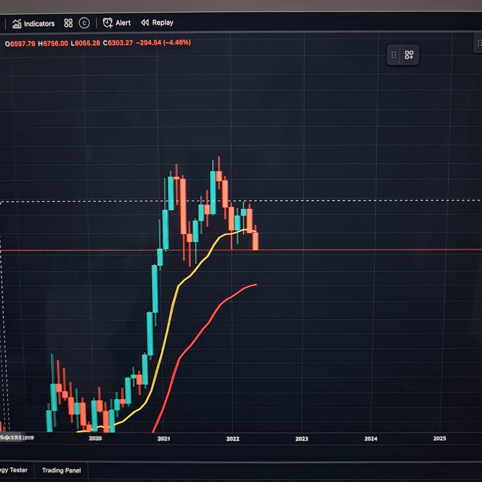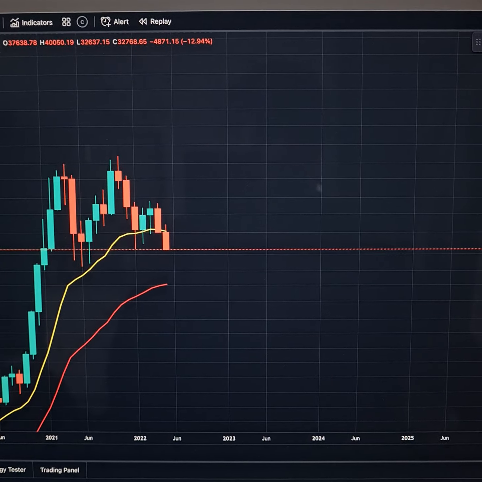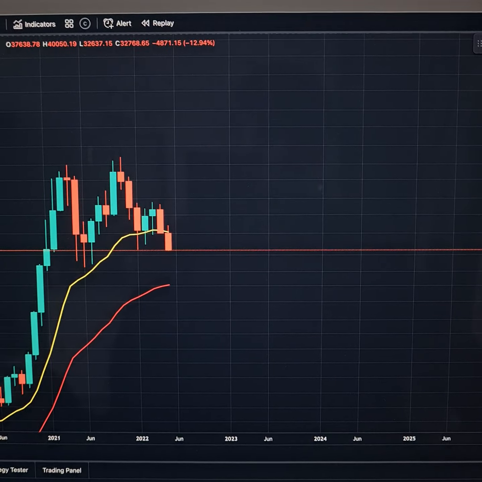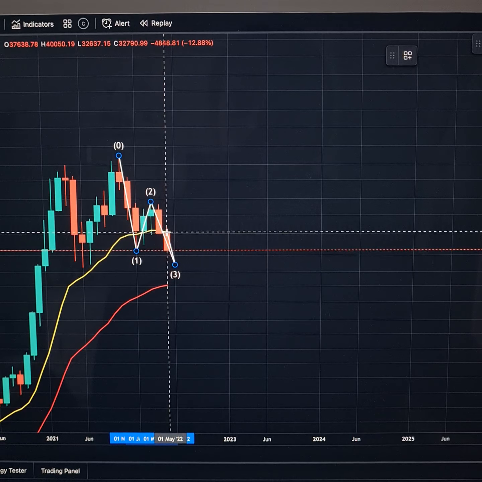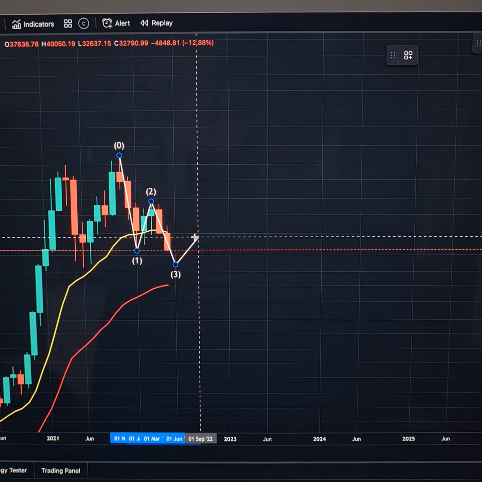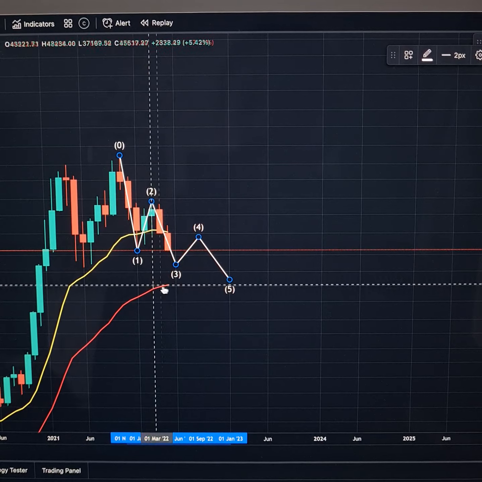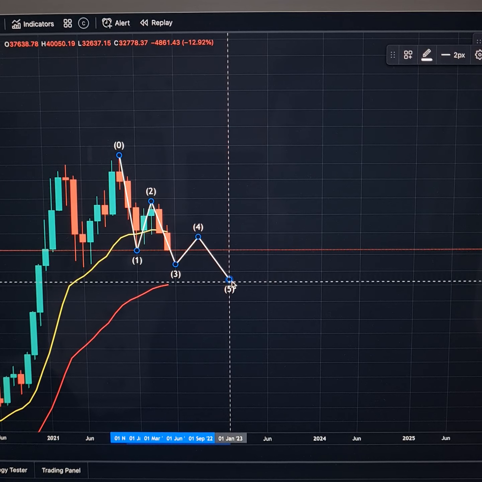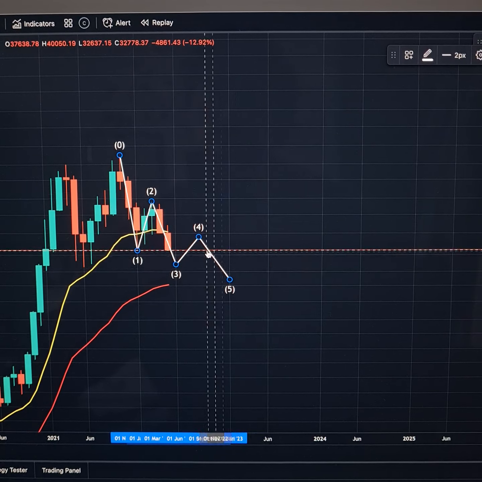One more thing let me point out to you guys as well, sorry. If you look at the weekly, we could be in this wave 1, wave 2, this could be a wave 3, wave 4 relief rally up to the monthly 20, and then a wave 5 capitulation down to the 55 EMA. And again, that sits around 26K.